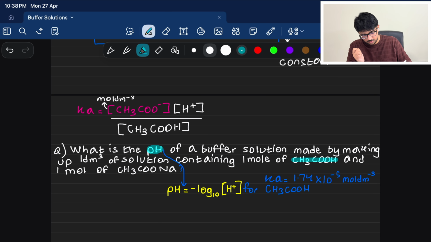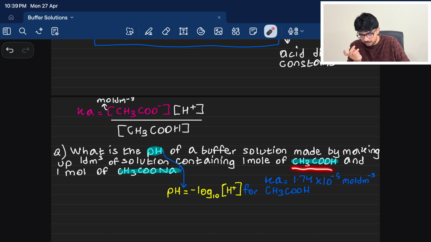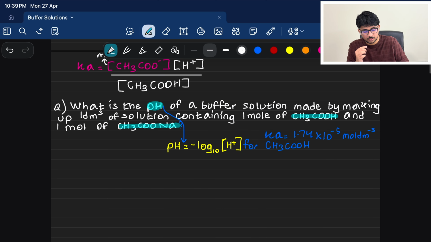Highlight the two compounds that are given to you in the question. Now, step 1. You know that it's an acidic buffer, right? How do you know it? Because it's using a weak acid and the salt of the weak acid. It's making a mixture out of it. So, make the buffer solution to make life easier. How do you make the buffer solution? Write the two equations.